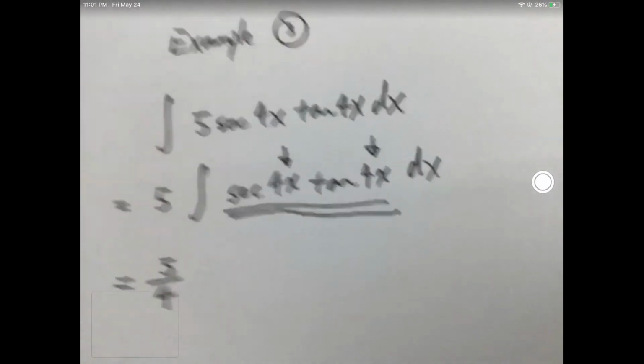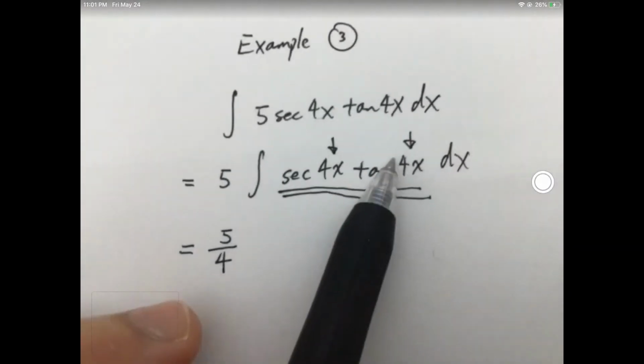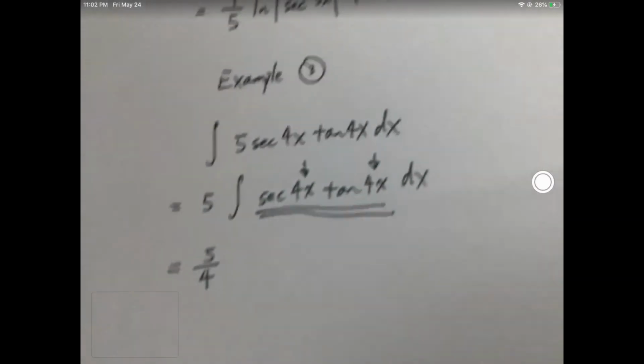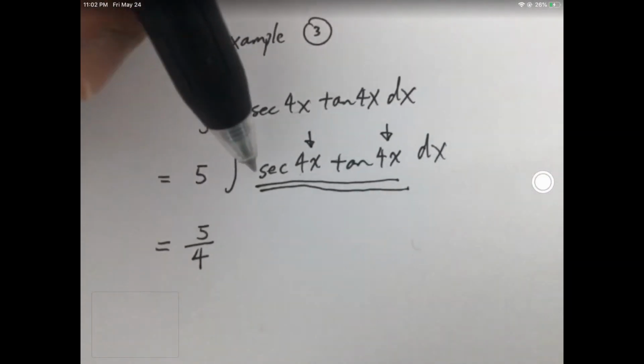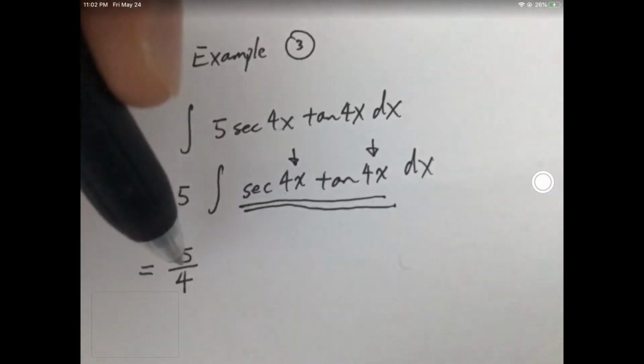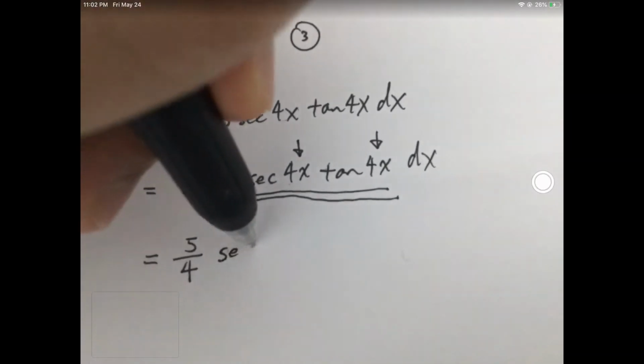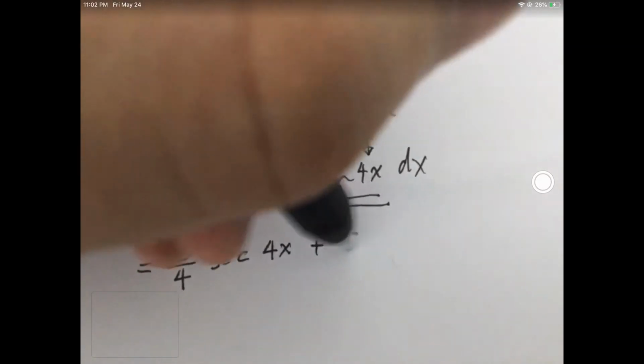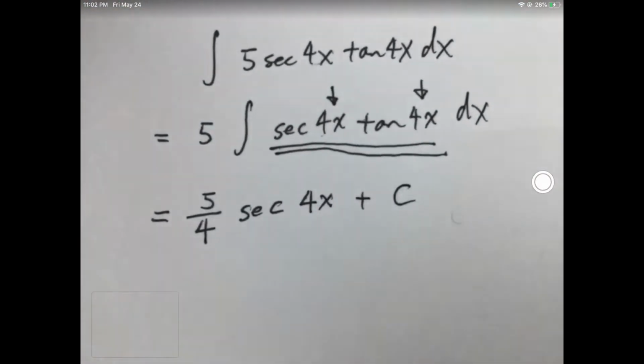But before we go with the definition, we need to remember that with the chain rule, by integrating that, we need to divide by 4 on the outside, and with the 5, it becomes 5 over 4, and then we just follow the definition, which is secant 4x and then plus c. That'll be done for our example 3.